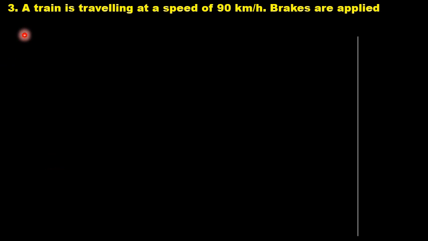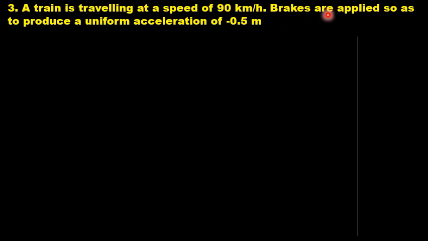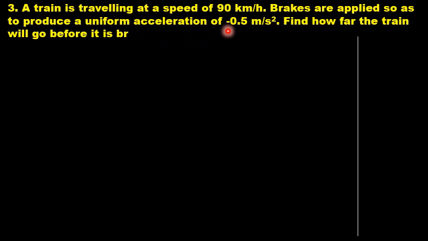The third question that we take up here: a train is traveling at a speed of 90 kilometers per hour. Brakes are applied so as to produce a uniform acceleration of minus 0.5 meter per second square. Find how far the train will go before it is brought to rest.